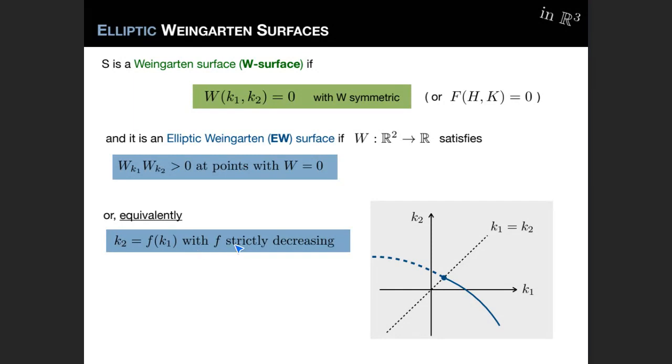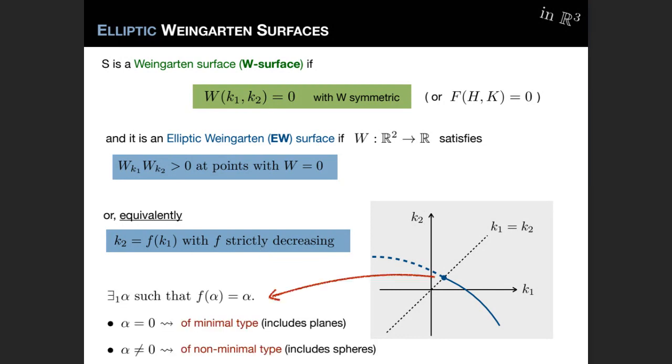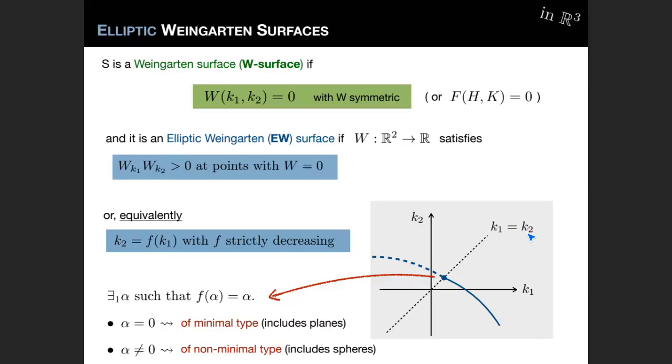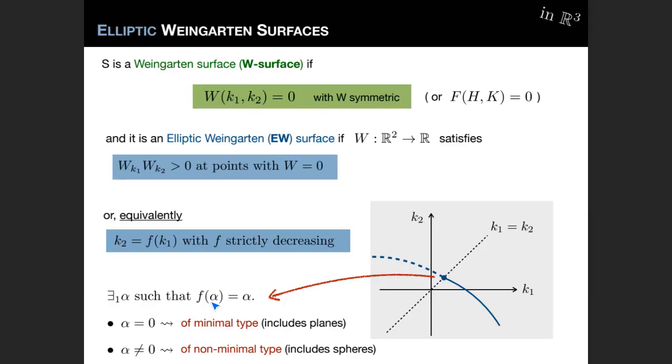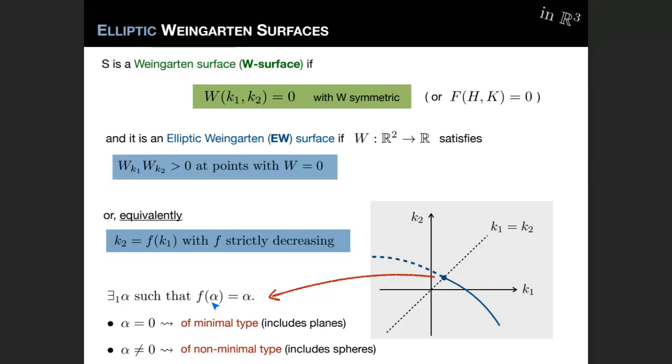And once we have this condition, there exists a unique point in which this curve, that is the curvature diagram of our surface, is going to meet the diagonal K1 equals K2. This corresponds to the umbilical points. This number that we are going to denote by alpha is called the umbilical constant. This is the value of the principal curvatures at the umbilical points of our surface, and it's always the same value.